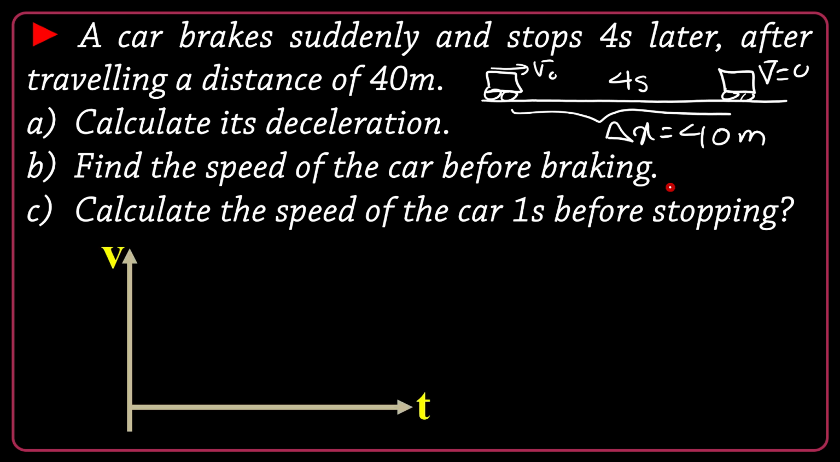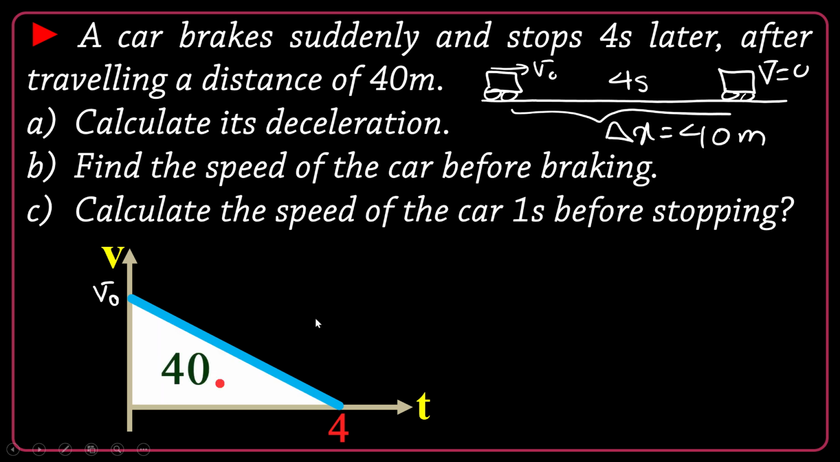The v-t graph will be a descending line, of course. It starts from an initial velocity of v naught, which I don't know, and then it goes to stop after 4 seconds. Here, the area under the graph will be the delta x, 40 meters. Now, I can continue with the slope. The slope of the graph will be a, the acceleration, something I don't know, and let's continue to find it.